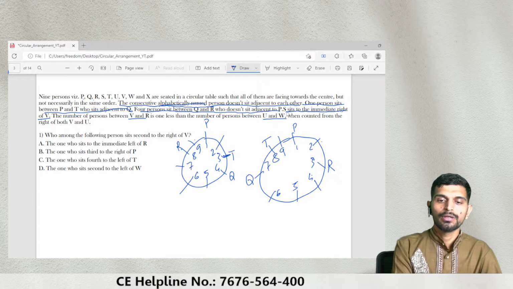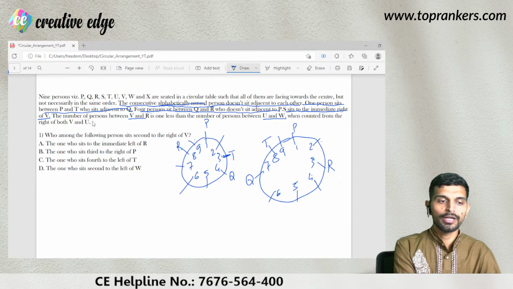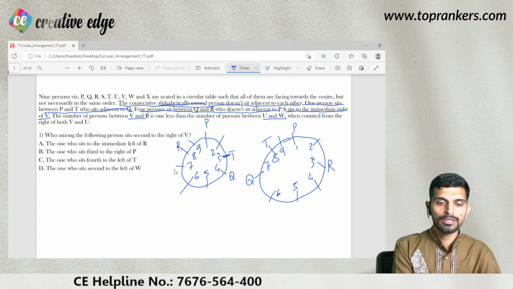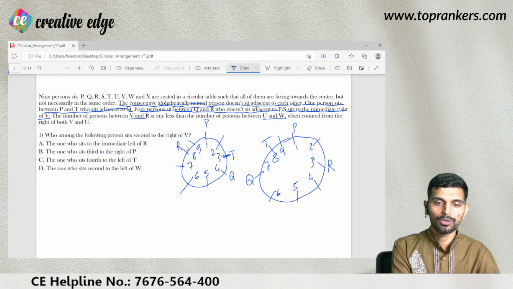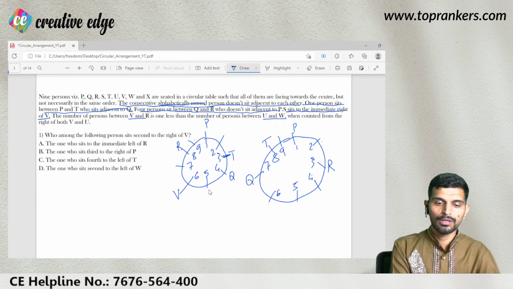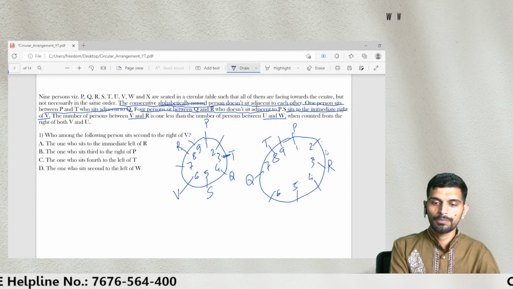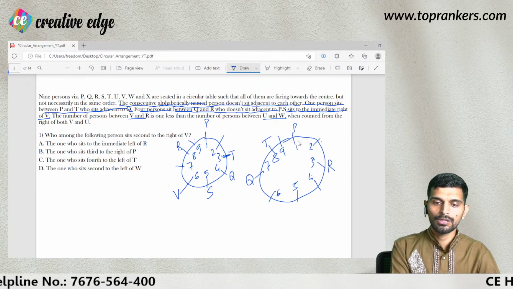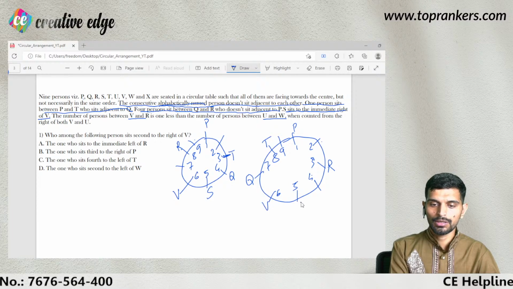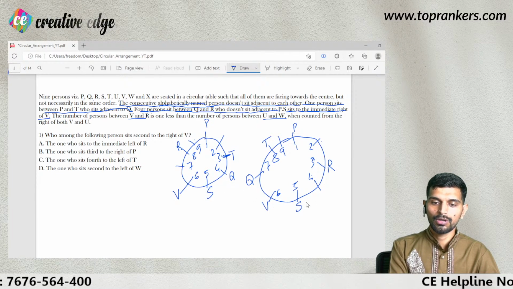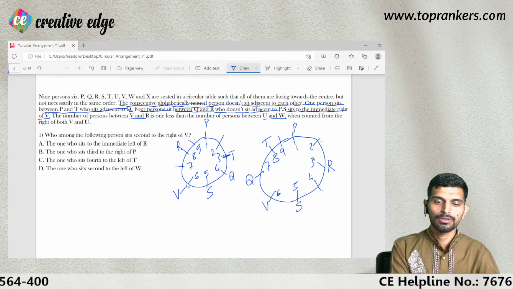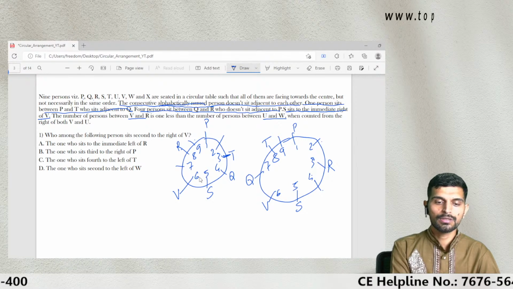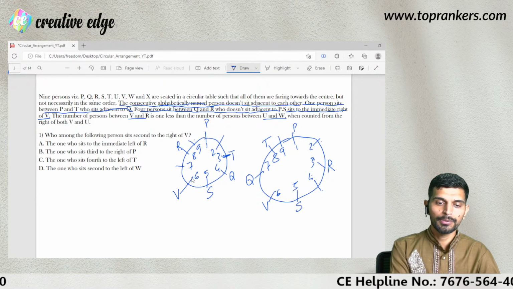After this, it says S sits immediate to the right of V. So S cannot be here, neighbor to R. If I place V here, S will be here. V cannot be at position number 1 or 2. We can place V here, S here, right? Or we can place V here, not here, because R and S will be adjacent. So V and S. After this, how many people are between V and R?